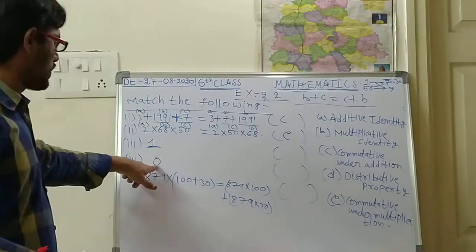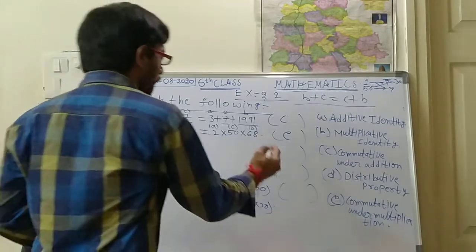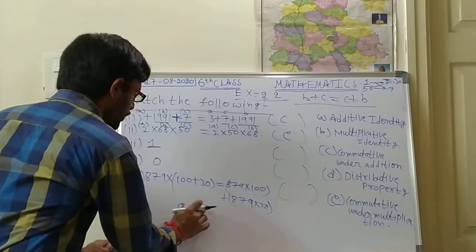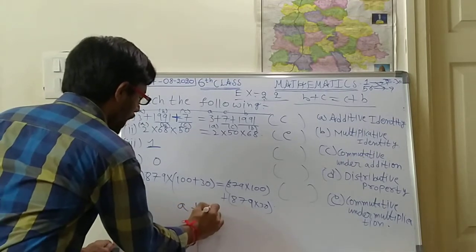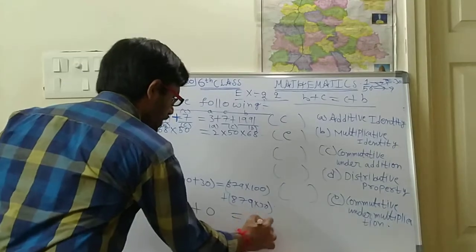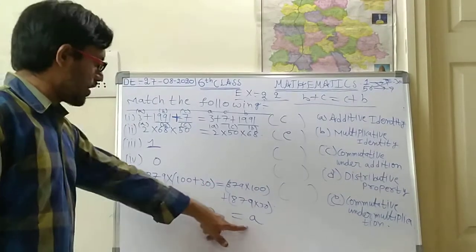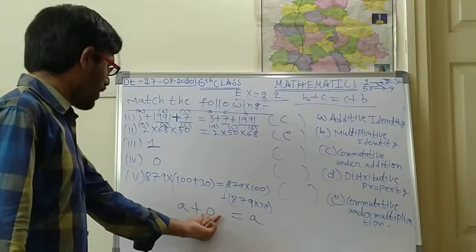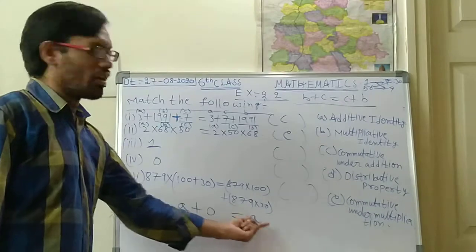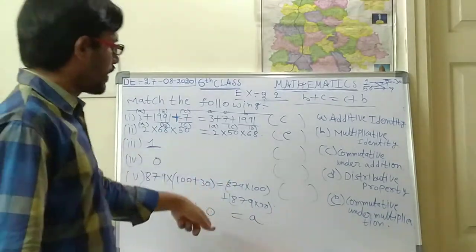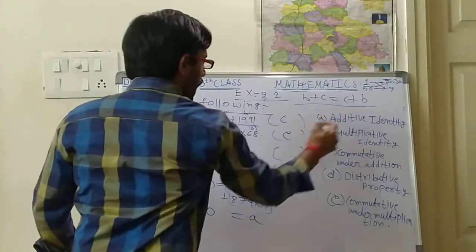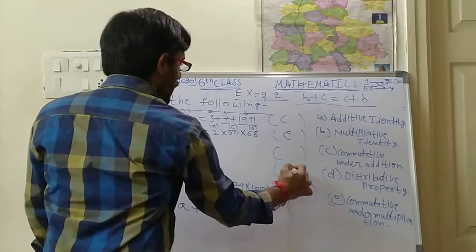So here, first see this 0. When you add 0 to any whole number, what will you get? A plus 0 is A only. Is it right, children? So A plus 0 is A. That means if you add 0 to a whole number, you get the same number, the same identity. So what is this property? Identity property under addition. So the fourth one is additive identity.